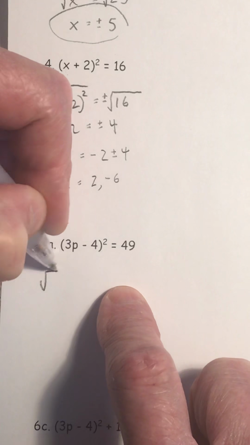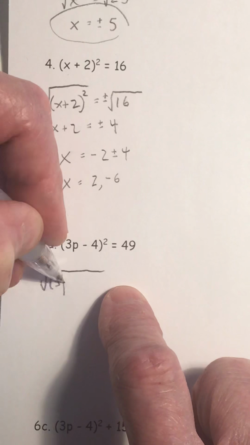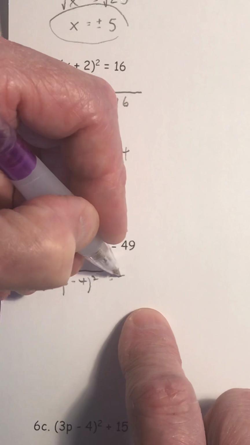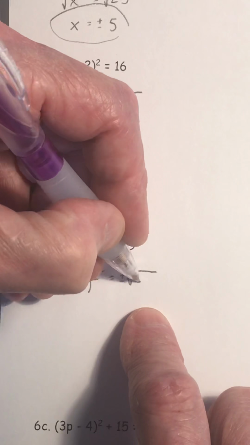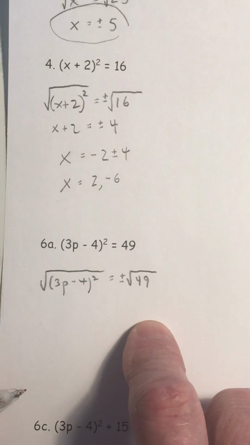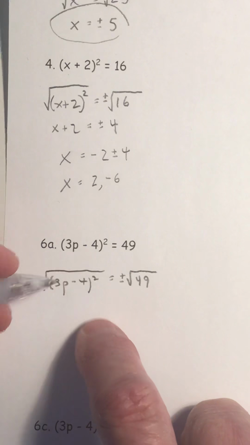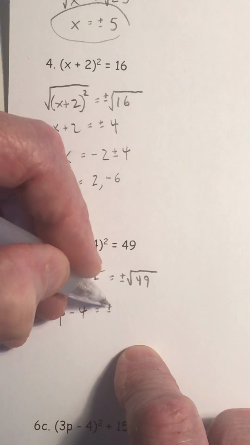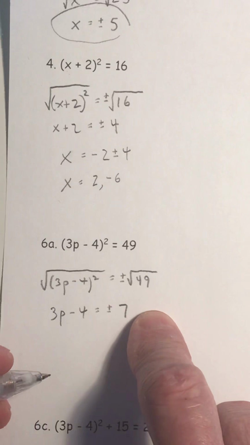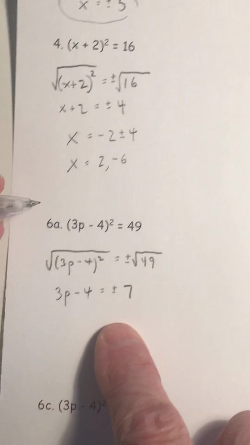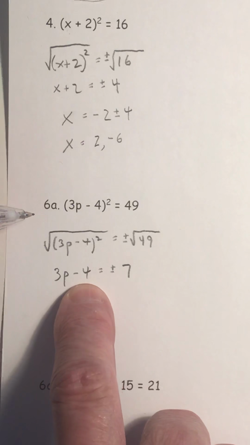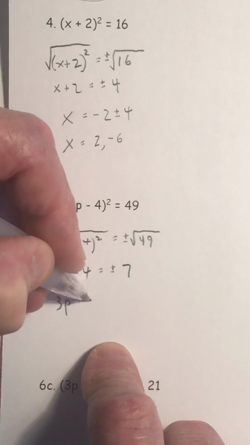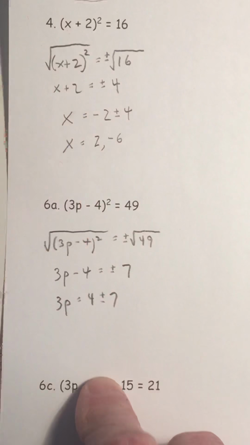So I'll start by taking the square root of both sides, because I have this parentheses squared equals a number. And I'm learning now to make a little more room here for the plus minus. Now, the square root of the square of the parentheses leaves us just the parentheses, and on the other side we got plus or minus. Nice convenient perfect square number there. The square root of 49 is 7. And now I'm going to add 4 to both sides. I'm going to jam it right in there. I'm going to have 3p equals 4 plus or minus 7.